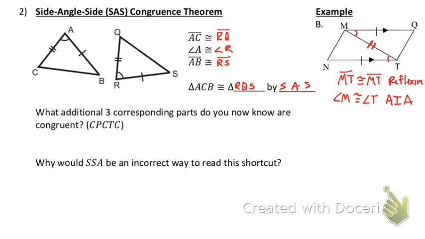Again, if you look here, we now have, if you look at this triangle, I'm not going to do a full proof, but we have side, angle, side. If you look at the top triangle, we have side, angle, side. So this is an example of SAS.